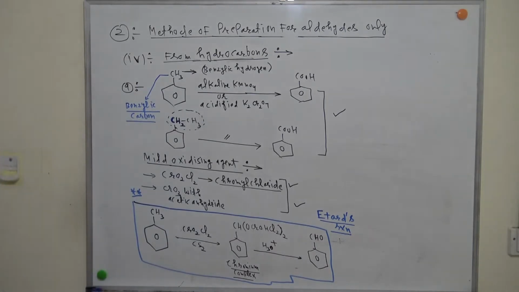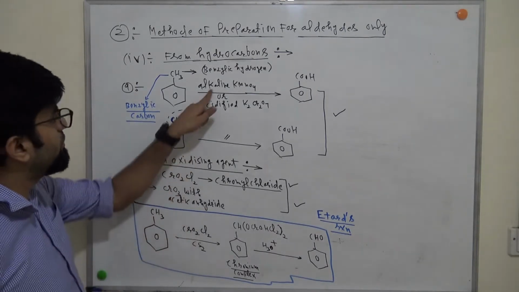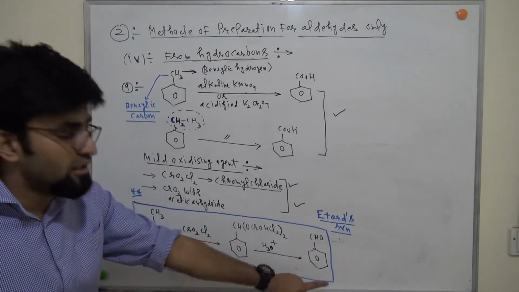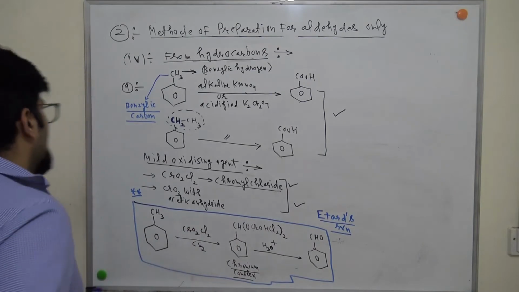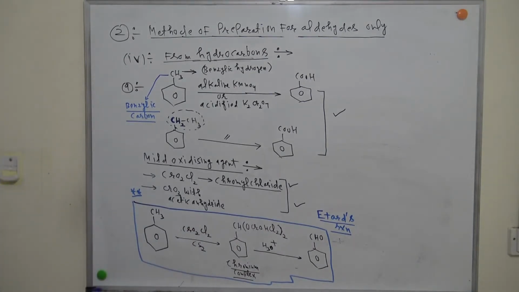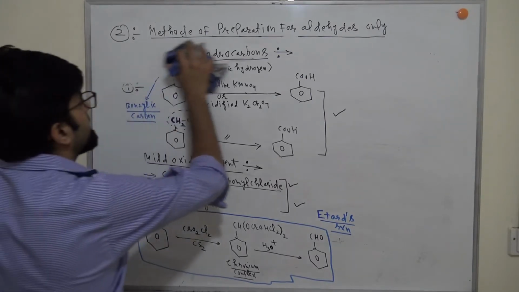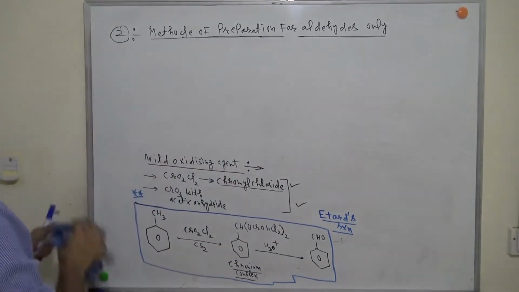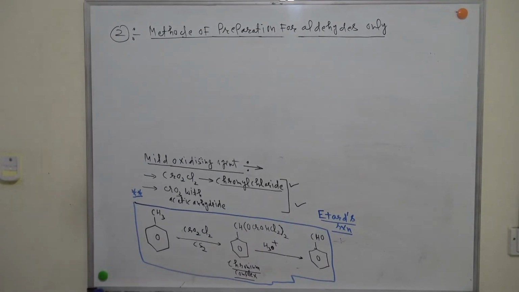Understood? So when you do the mild oxidation, suppose if it were alkaline KMnO4, then I would get benzoic acid. Now I am getting aldehyde. That's why CrO2Cl2 and CS2 is your mild oxidizing agent. Clear? And this particular reaction is known as Etard's reaction. So again, we did it with CrO2Cl2, chromyl chloride. Now we will do it with chromium trioxide in the presence of acetic anhydride.